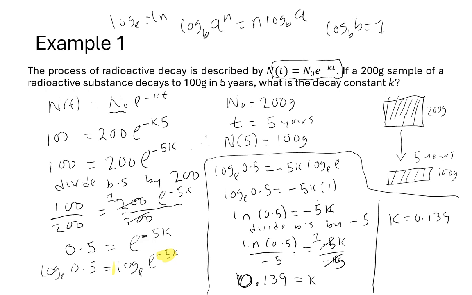So the rate at which the substance is decaying, k, is 0.139.